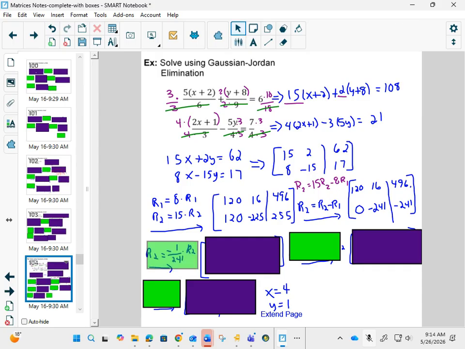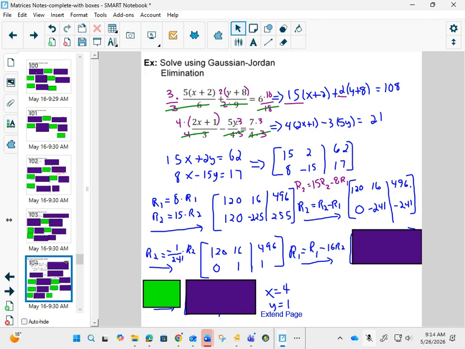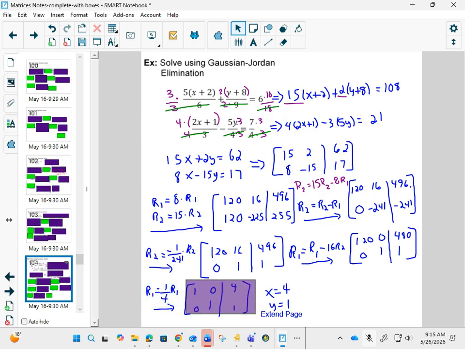Now definitely we're going to multiply by 1 over negative 241 to get that 1. And we've got y equals 1 nicely right away. Now I can take row 1 and minus 16 row 2's. Divide by 120, multiply by 1/20th.